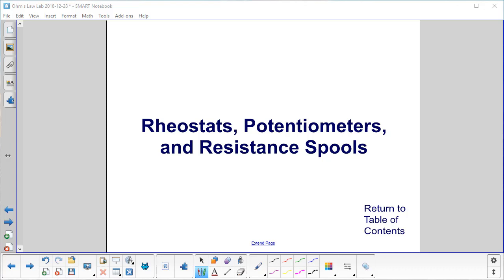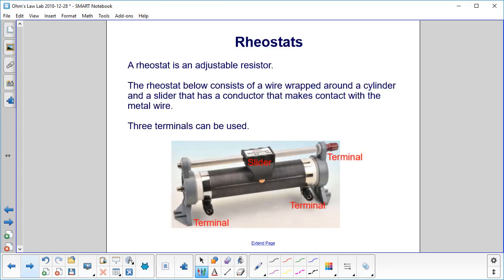Rheostats, potentiometers, and resistance spools. A rheostat is an adjustable resistor, and there's an example of one. We have this wire. It's a wire coil wrapped around many times around a cylinder. Then we have a slider here that has a conductor that makes contact with the metal wire.